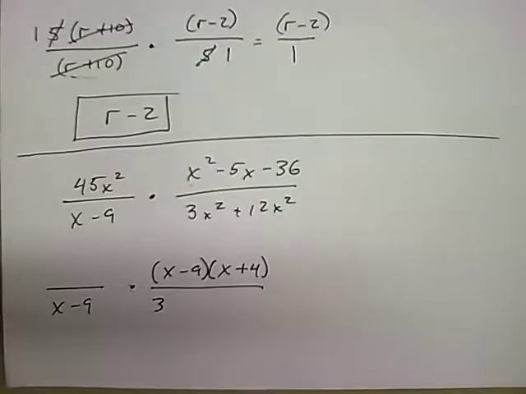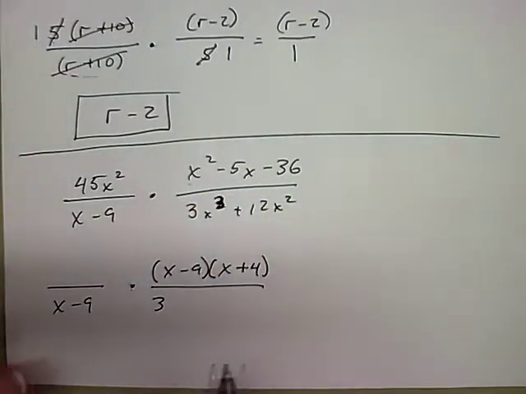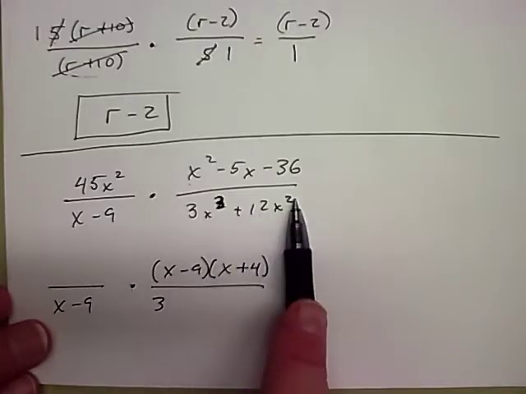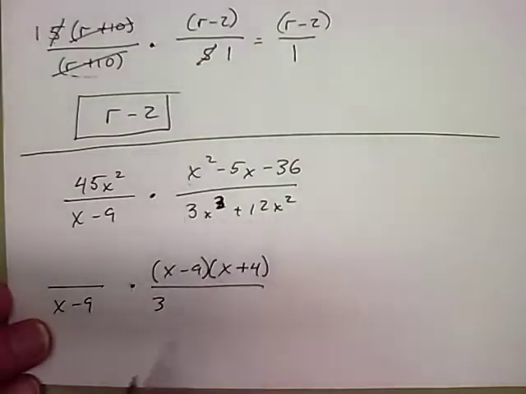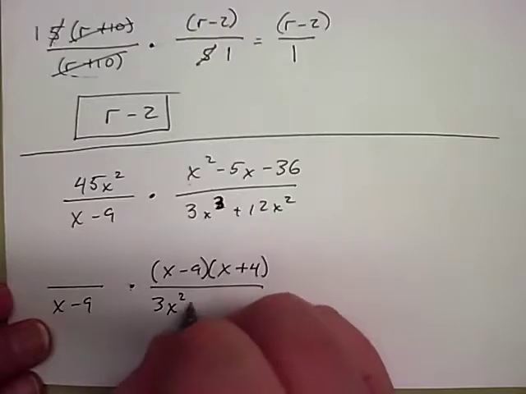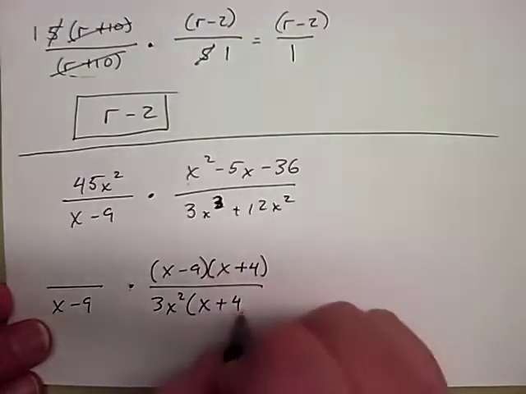Gotta look at the original sometimes. Yeah, it's x to the third. Excuse me, I apologize for the correction. So 3x to the third plus 12x squared. Okay, sorry. So x squared is going to come out, and then I'm left with x plus, now 12 divided by 3 is 4. X squared is done.